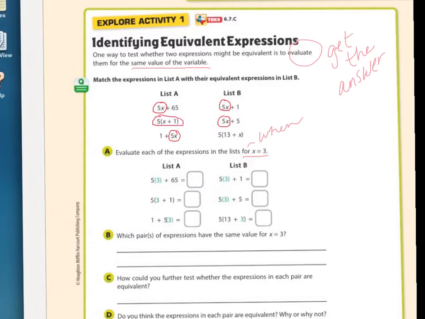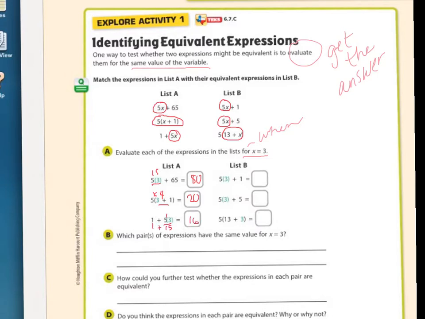That means you're going to work inside the parentheses to get that answer and then take it times 5. Same thing here. So remember, we're taking out x and putting 3 for everything. So 5 times 3 is 15, add 65, that's 80. Right here, 3 plus 1 is 4, 5 times 4 is 20. And then here, 5 times 3 is 15, and 1 plus 15 is 16.